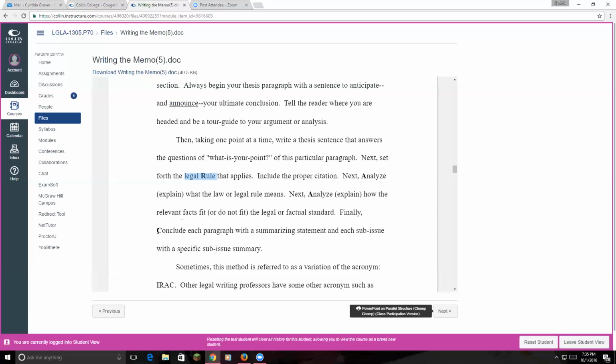Then you want to have a concluding paragraph for each. So let's say you had the 4 points, the 4 elements. When you're in one element, you're going to state what the rule is. You're going to talk about all the facts, and not just talk about the facts, but show how they relate to that particular rule. And then you're going to have a conclusion. And then you're going to go to the next element.